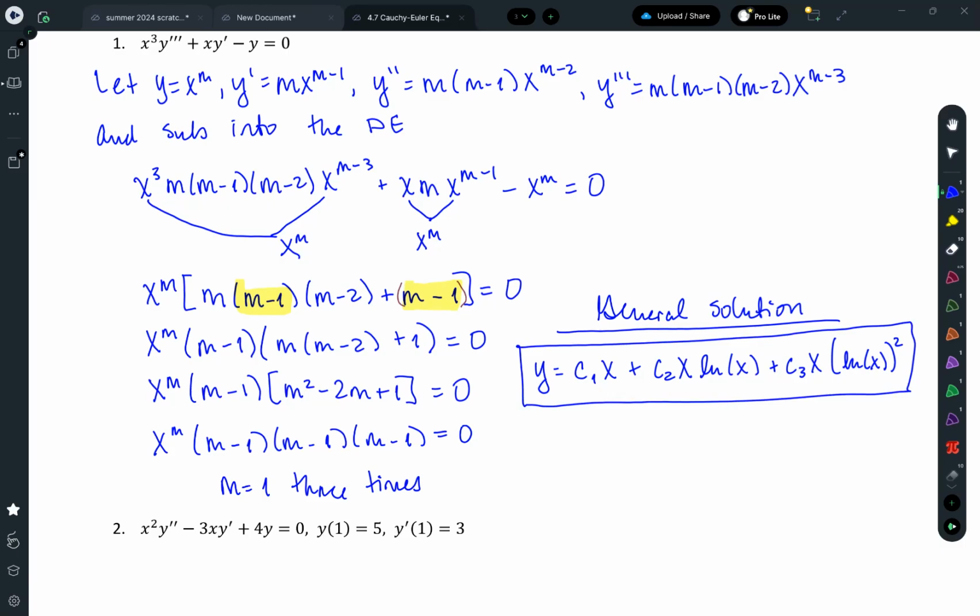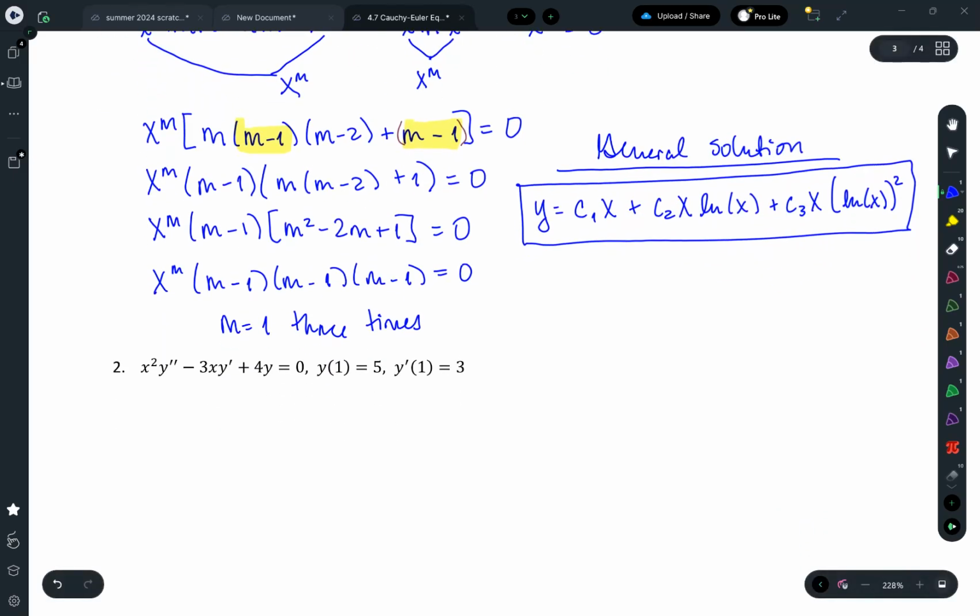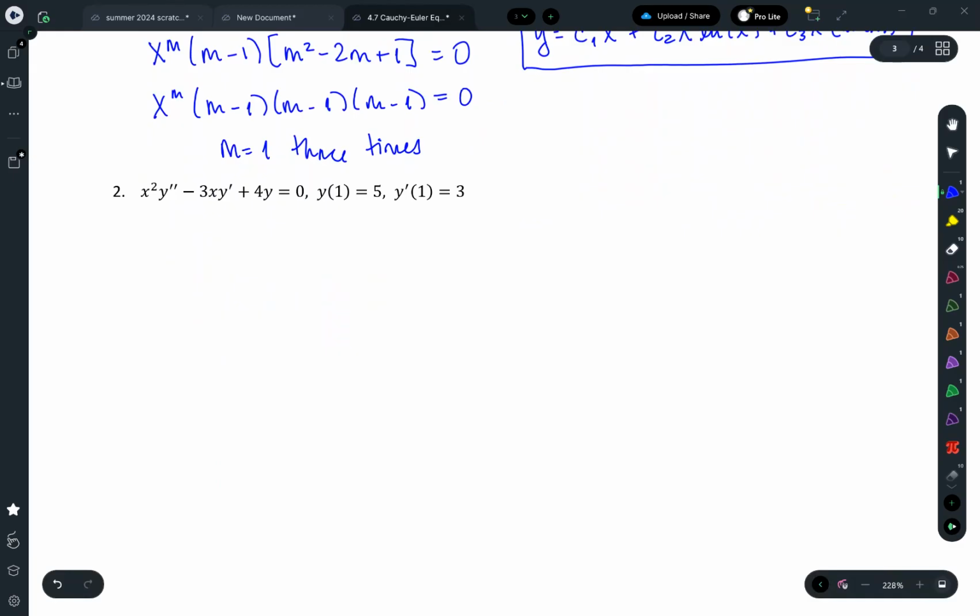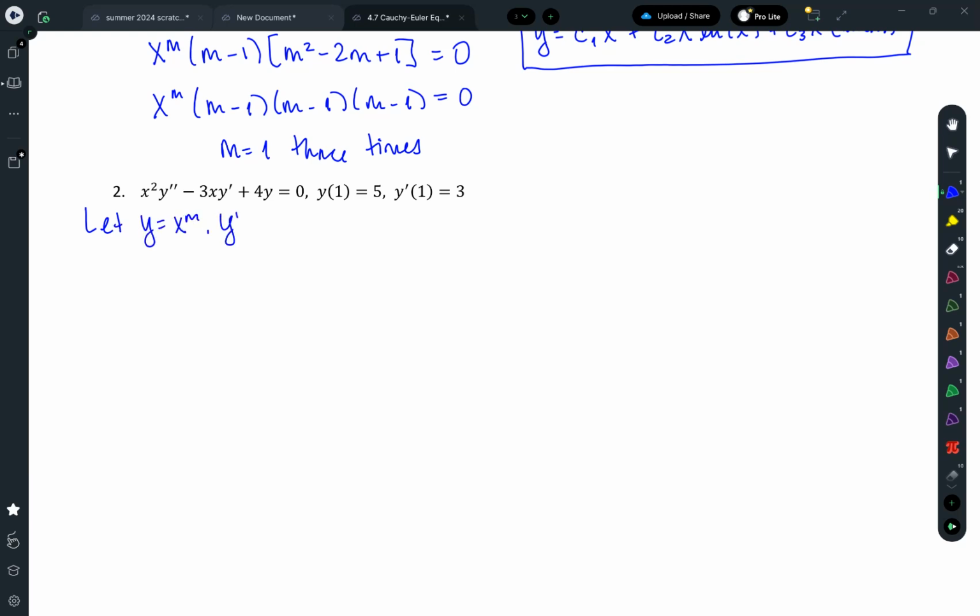Let's see one more where we see the repeated solutions and also throw in some initial conditions, okay? So with this one, we have x squared y double prime minus 3xy prime plus 4y equals 0. And the initial conditions are y of 1 is 5 and y prime of 1 is 3. So again, we let y equal x to the m. y prime is m x to the m minus 1. And y double prime is m times m minus 1 x to the m minus 2. And sub into the differential equation.